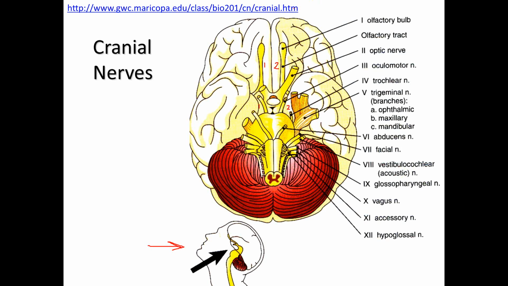Now if you want to find out more about these nerves, there's a link here at the top. If you go to that website, you'll be able to see an active map of the cranial nerves, and you'll be able to click on them and see which one is which and what it does. So those are the cranial nerves.